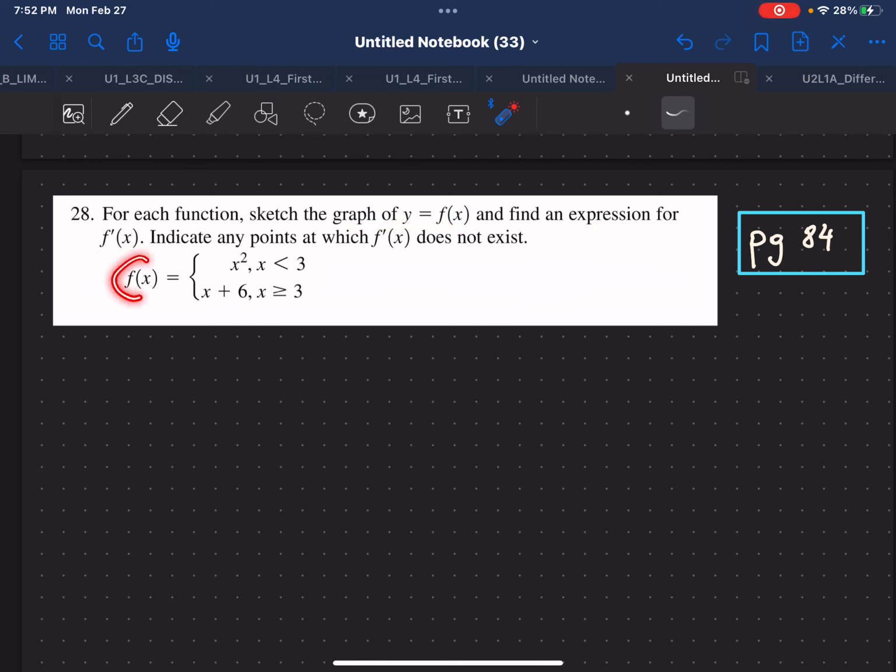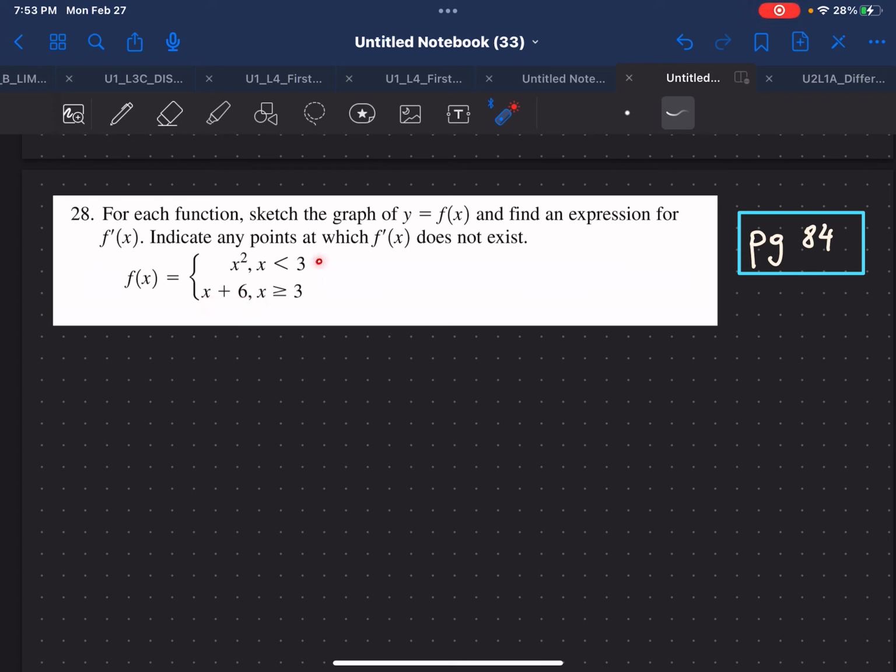As you can see, f of x is a piecewise function. The first piece is a second-degree polynomial function, or quadratic, and the domain of it is x less than 3. The second piece is another polynomial function, but first degree, or a linear function, and the domain is x bigger than or equal to 3.